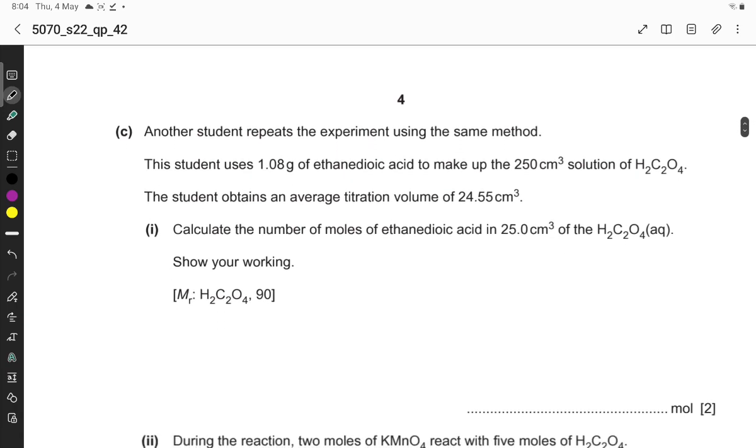Another student repeats the experiment using the same method. This student uses 1.08 gram of ethanedioic acid to make up 250 centimeter cube solution of H2C2O4. The student obtains an average titration volume of 24.55. Calculate the number of moles of ethanedioic acid in 25 centimeter cube of the H2C2O4.